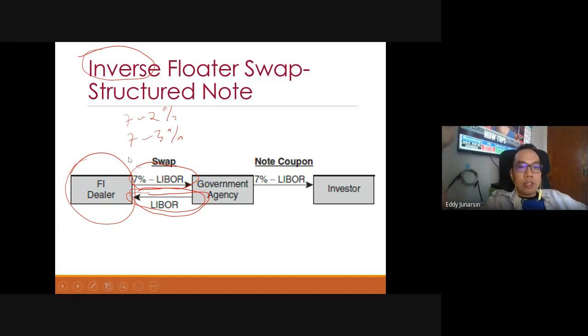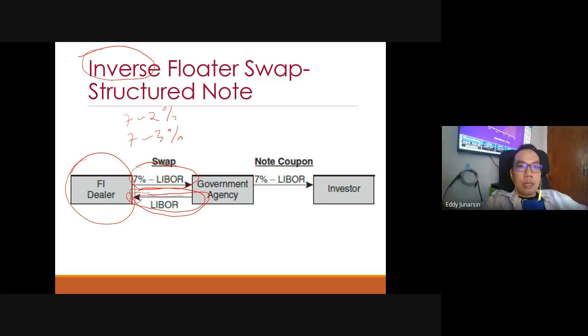So as of right now, they have been paying 7+2 at 5%. But when the LIBOR rate decreases to 1%, now they will have to pay 6% instead of 5. So they'll have to pay more. But on the other hand, they will receive LIBOR also from the counterparty.